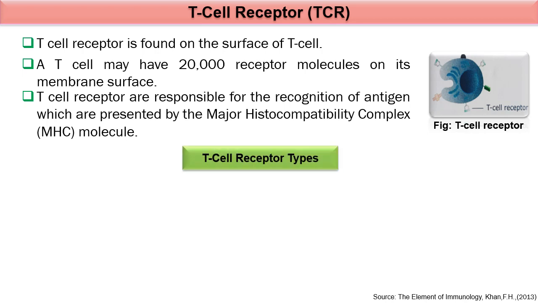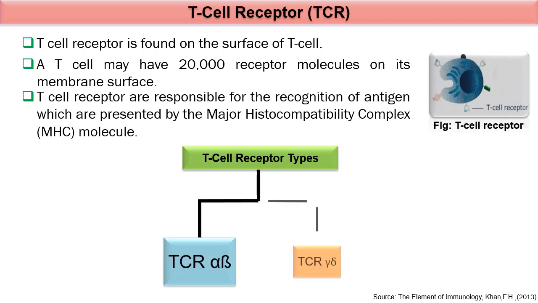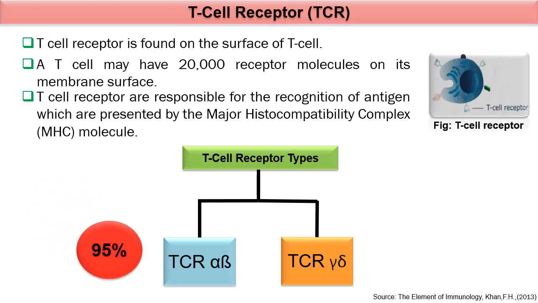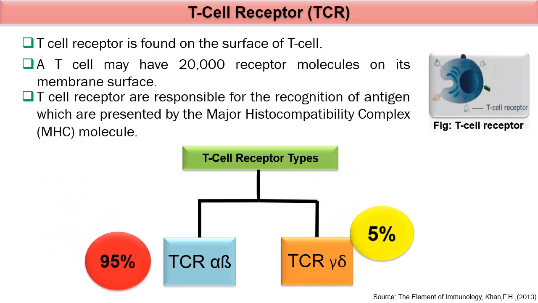There are two types of T-cell receptor. One is TCR alpha beta, another is TCR gamma delta. The majority of the T cells in humans express TCR alpha beta, about 95%, and 5% express TCR gamma delta. A T cell expresses either alpha beta or gamma delta but not both.